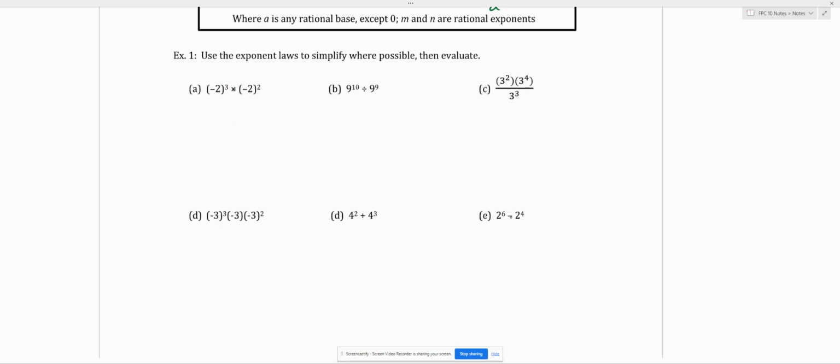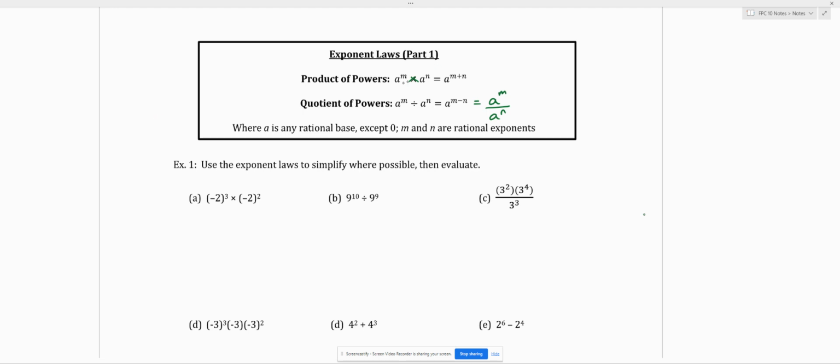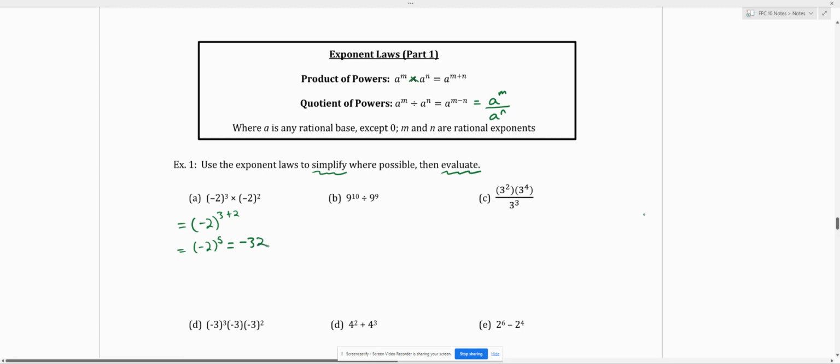So here I have a product, I have multiplication. So we're going to use our laws. Let's look up here. Okay, I have the same base of -2. They're raised to the power of 3 and the power of 2. So I'm going to add exponents. Because we're multiplying these powers, we're going to add exponents. So that gives me -2 to the 5. And so I've simplified, and now I have to evaluate. Always do it in that order. -2 times itself 5 times is -32.